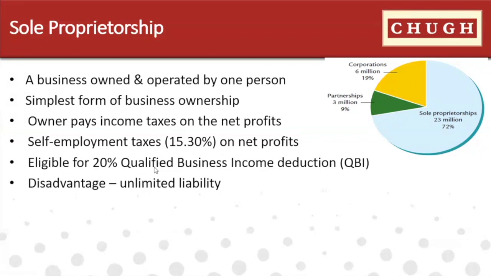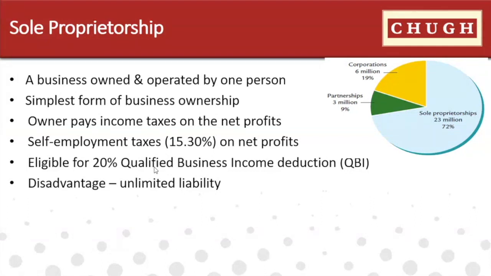So let's say a sole proprietor business has $100,000 net income. You report $100,000 income, you get a $20,000 deduction, and ultimately you pay tax only on the net $80,000 profit. So basically, you are paying tax only on $80,000.